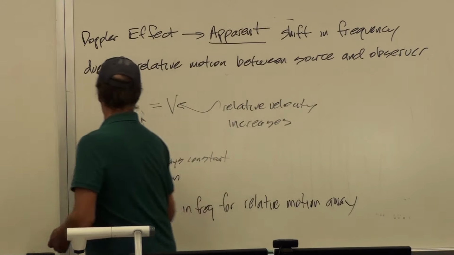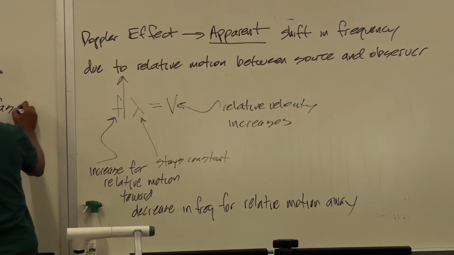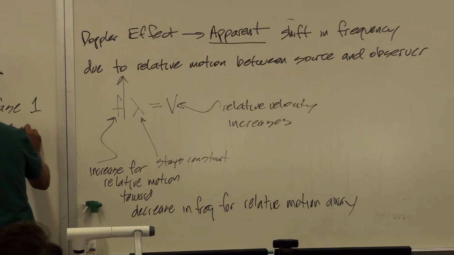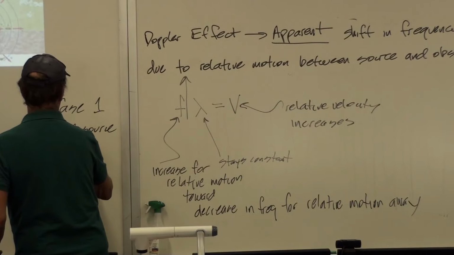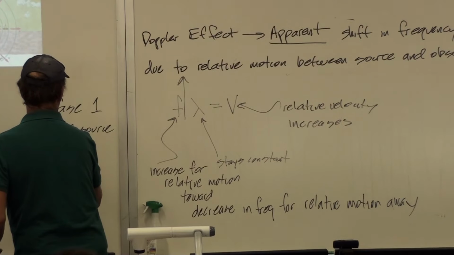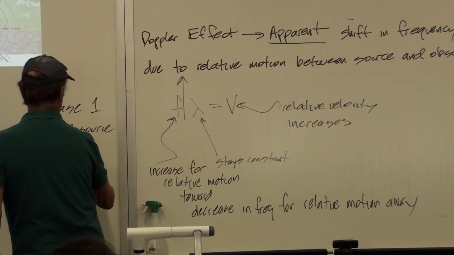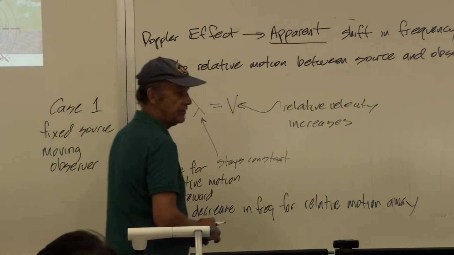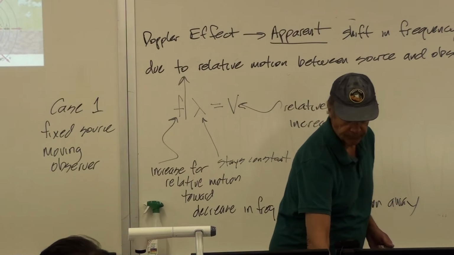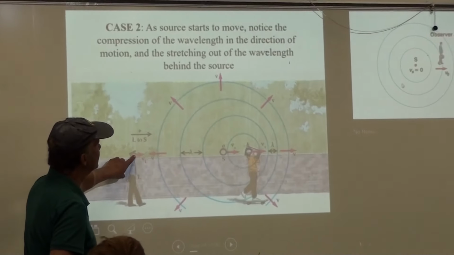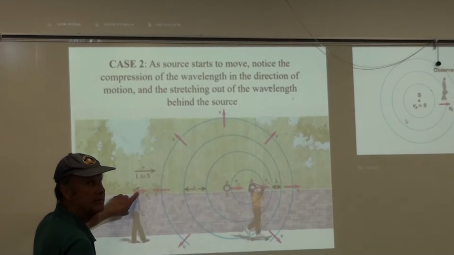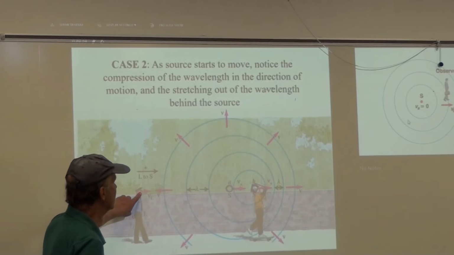So this is case one. Fixed source, moving observer. Let's go to case two. In case two, and let's not worry about the policeman moving now. Let's say the policeman is stopped, so we don't have to worry about both motions at the same time.